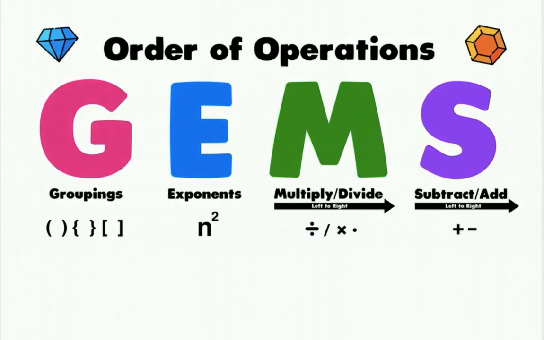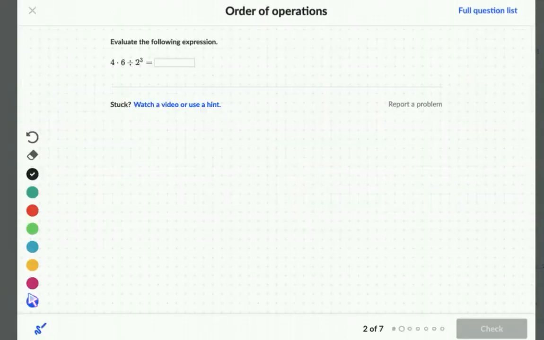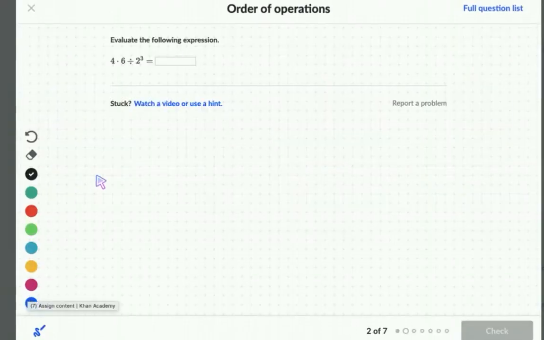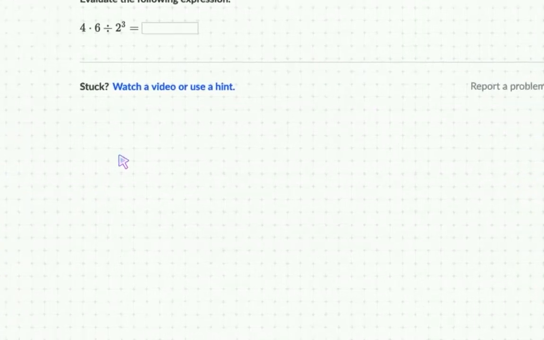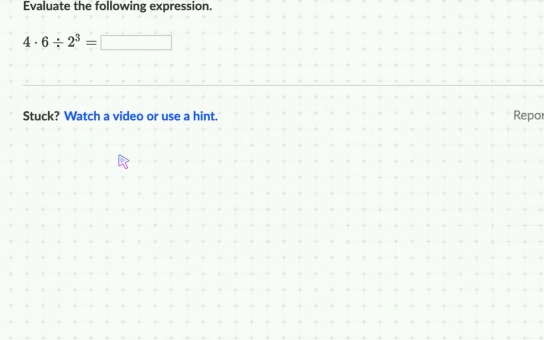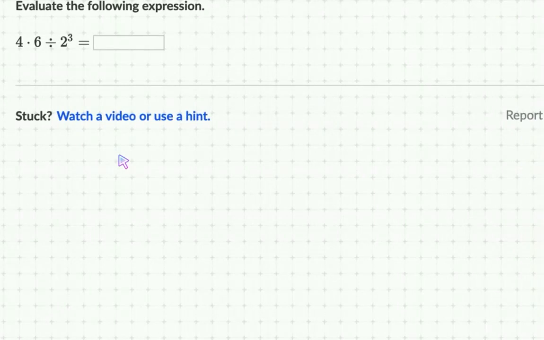All right, let's take a look at some examples. For this example, they would like you to evaluate the following expression. And remember, evaluate just means to solve for the answer. So go ahead and pause the video and try to solve for this answer.